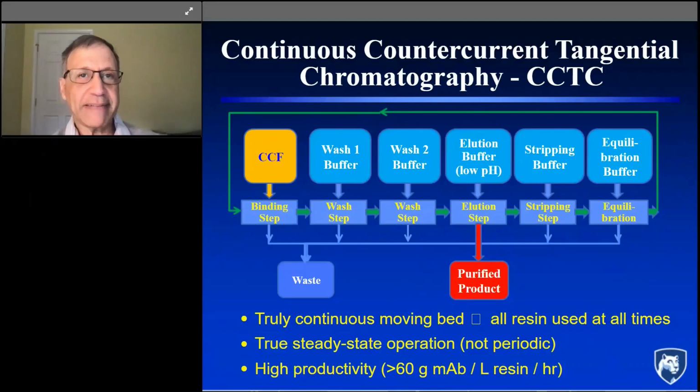This is truly continuous and steady state. All the resin is in use at all times, with some of the resin in the binding step and some in wash, some in elution, and some in stripping and equilibration. And it's truly at steady state. That is, we continuously pull off product in the elution step at a constant flow rate and a constant product concentration.